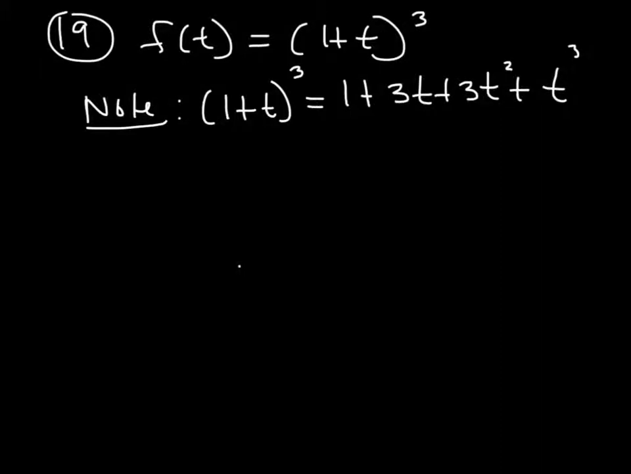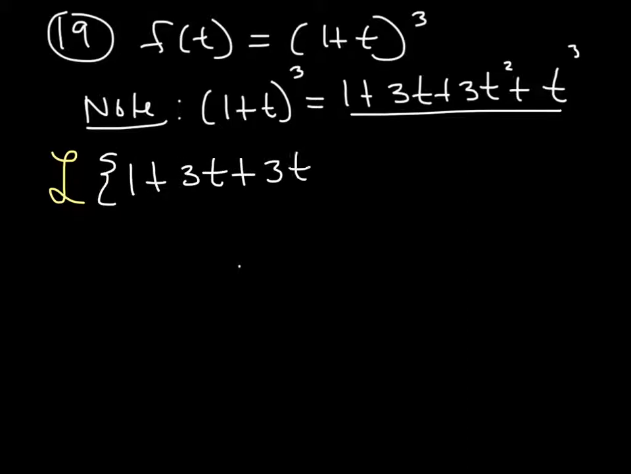Okay, if we look at number 19, we're given our f of t again. And note that this is just three factors of itself. If we multiply that out, or use Pascal's triangle to multiply that out, we get this, just using some algebra. So now we can find the Laplace transform of this, and it's going to be 1 plus 3t plus 3t squared plus t cubed.